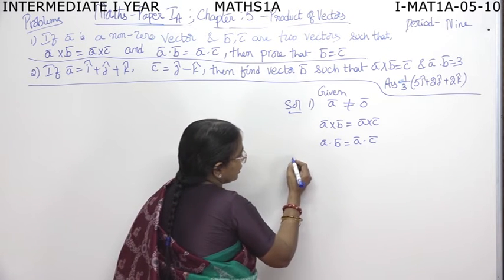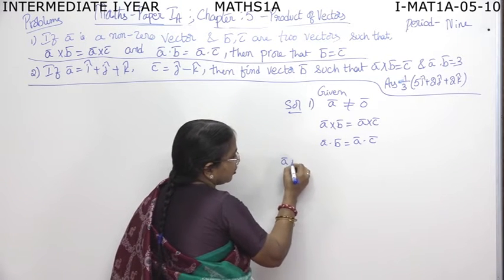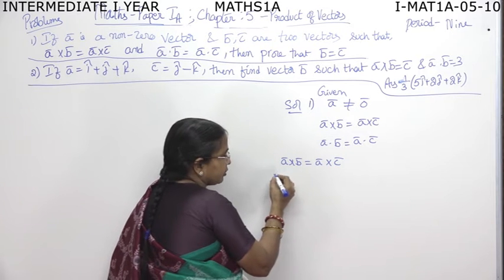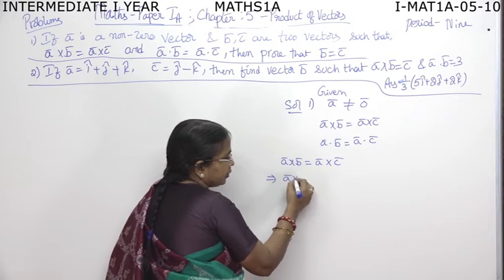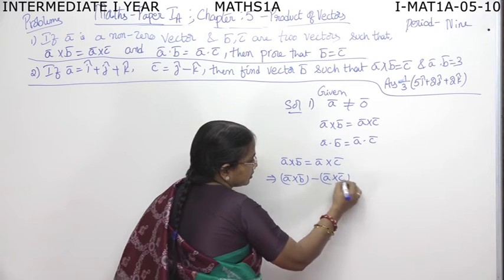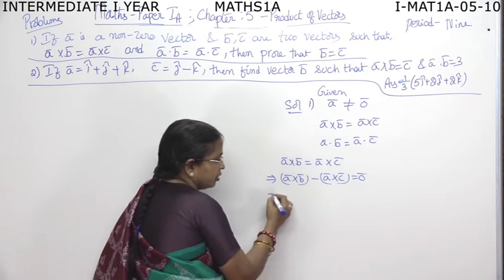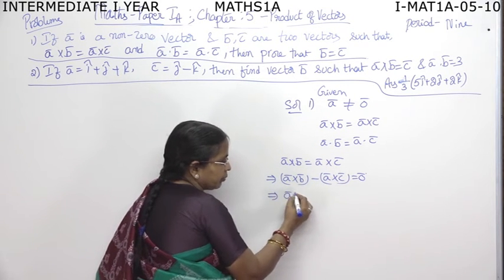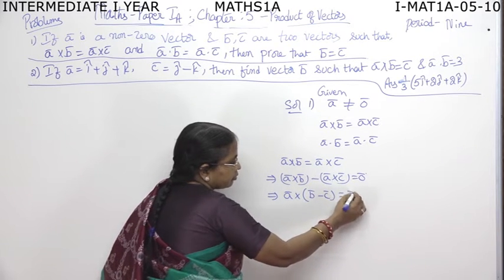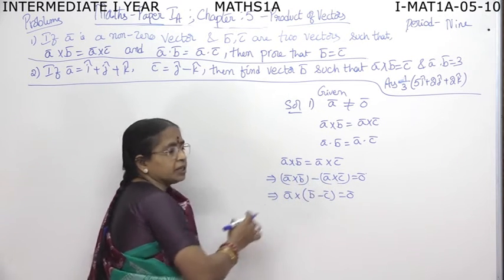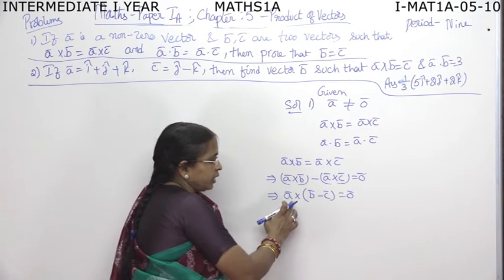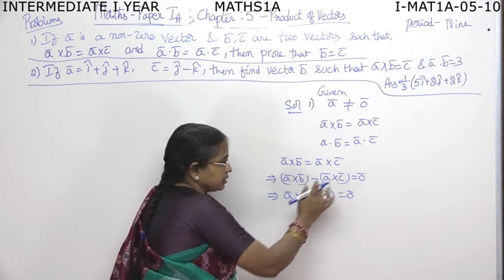So what we do is, now we'll take this. A cross B is equal to A cross C. So we'll take it to this side. A cross B minus A cross C is equal to 0. So now we know the distributive property, no? So it is A cross of B minus C is equal to 0. When you expand, you are getting the same thing: A cross B minus A cross C is 0.